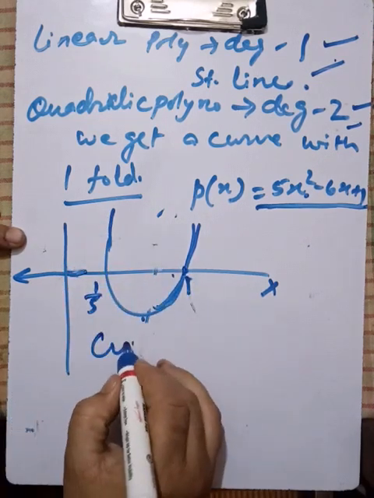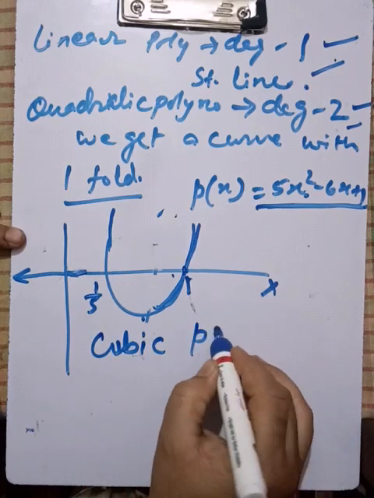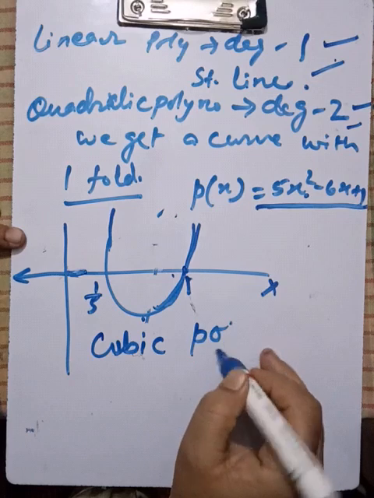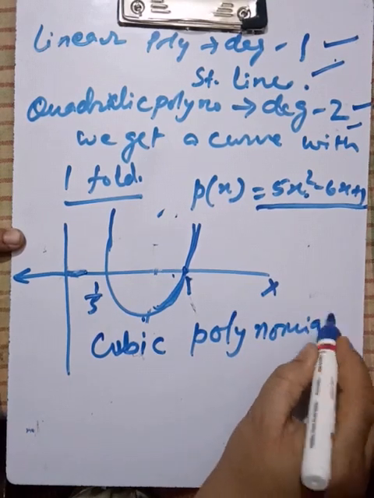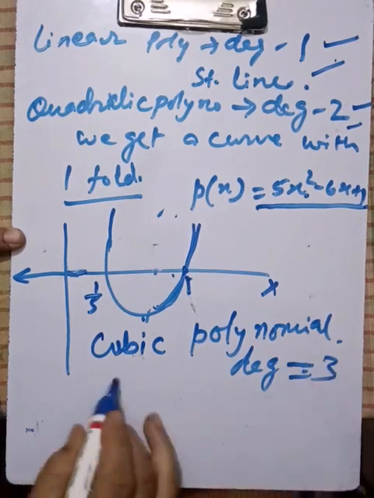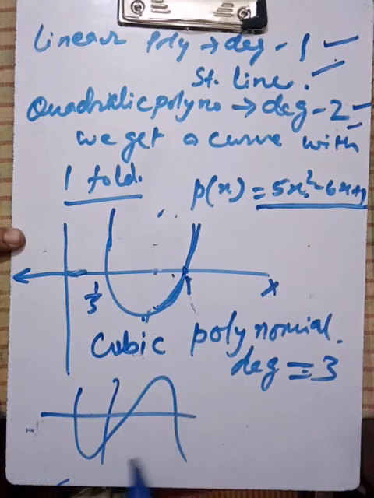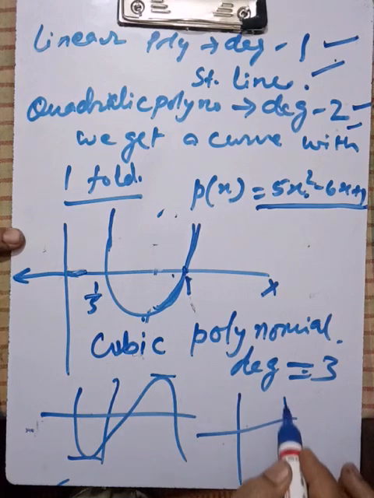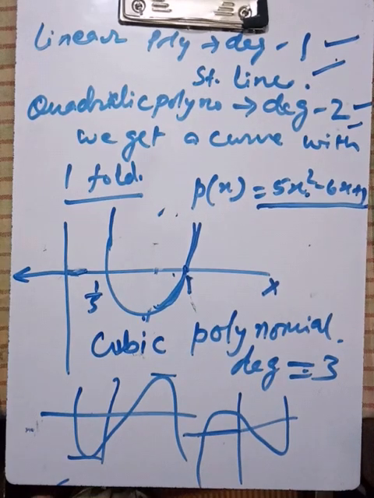Suppose you take a cubic polynomial. You get a curve with two folds. For a cubic polynomial, what will the degree be? The degree will be 3. So if you draw the graph of this cubic, either it will be like this, with only two folds, or it will be in this way, any of these. So you have to understand this thing.